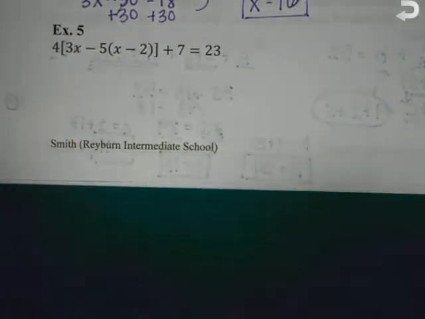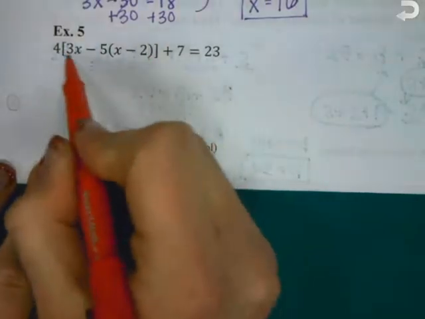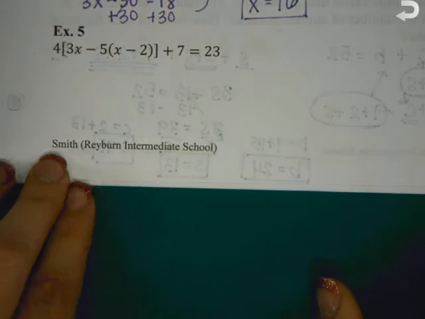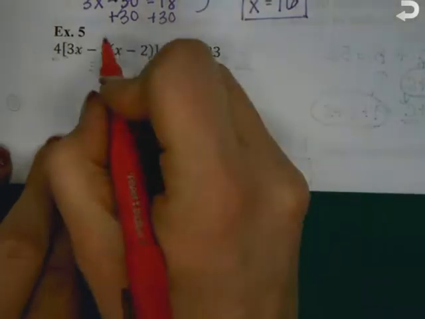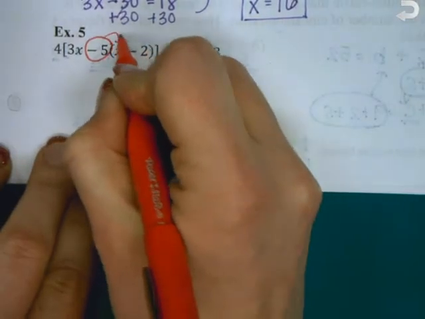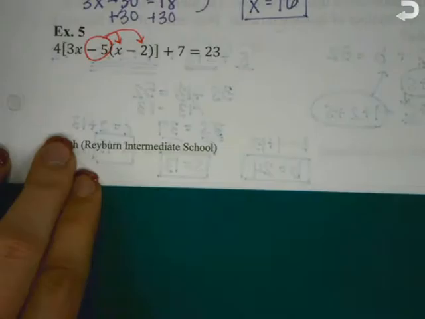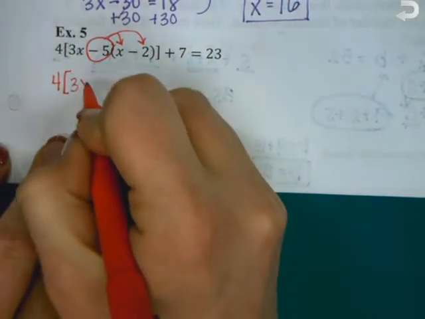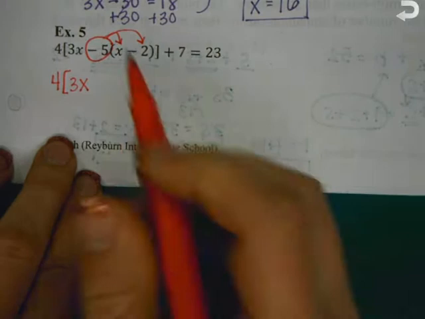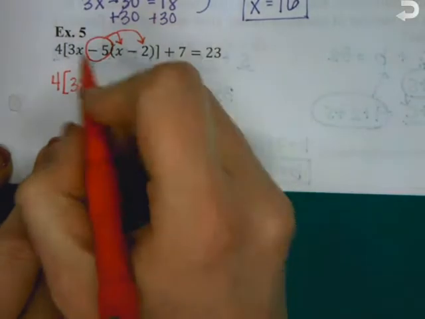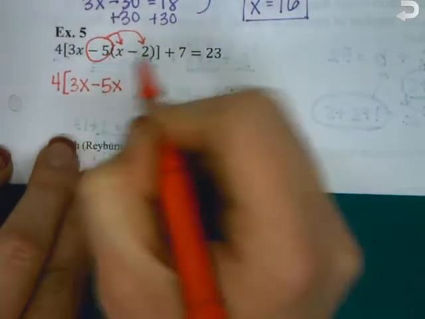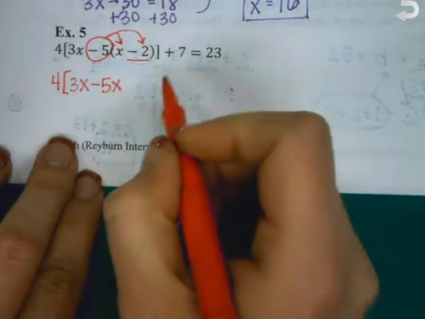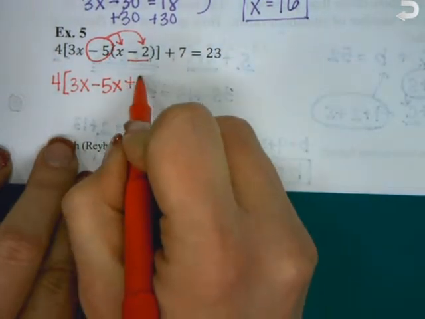Do you see anything inside that we can do? We can distribute the negative 5. So let's distribute it. Everything else gets rewritten. So this is 4 bracket 3x, because we haven't used it yet. Negative 5 times x, negative 5x. Negative 5 times negative 2, positive 10. Bracket plus 7 equals 23.